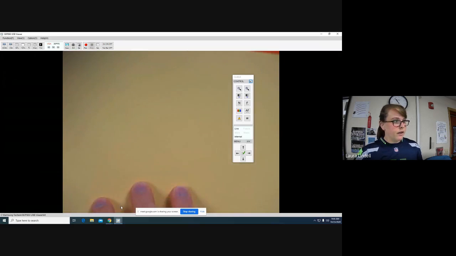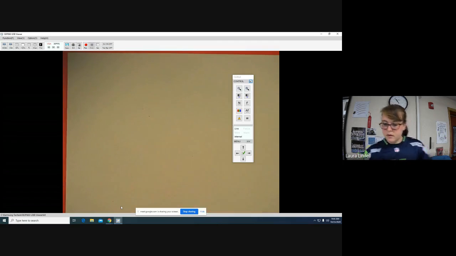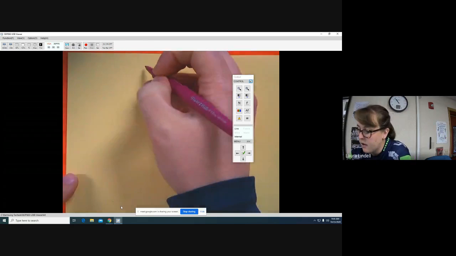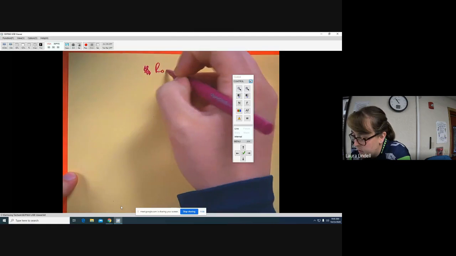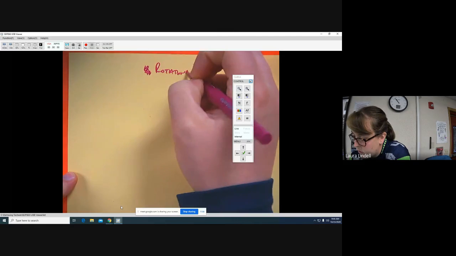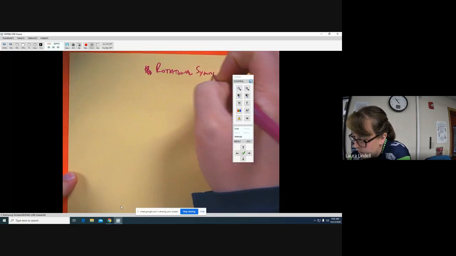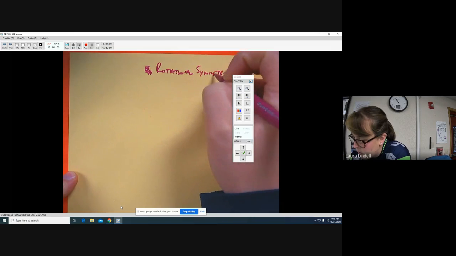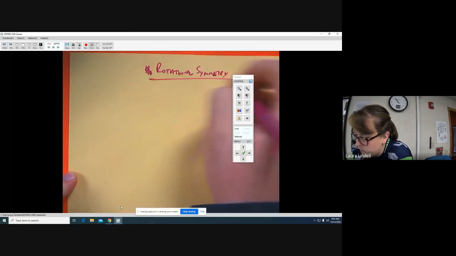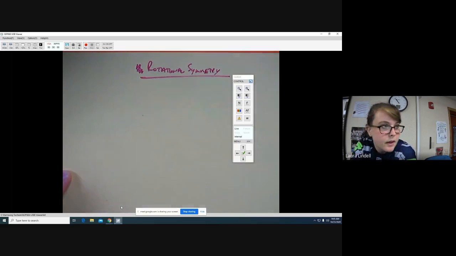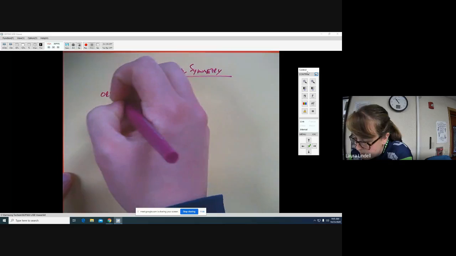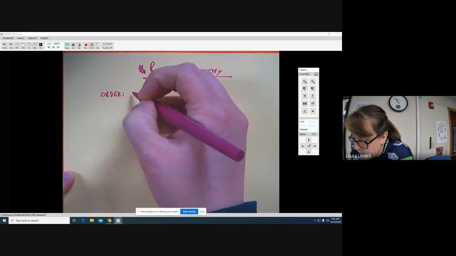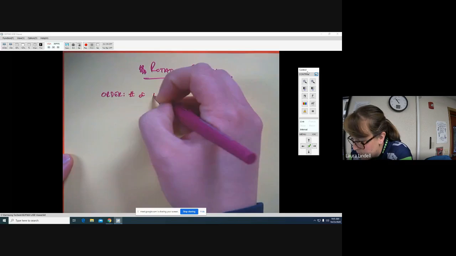So starting with notes here. It's going to be very short notes today. Rotational symmetry. Okay, the order is just the number of times.